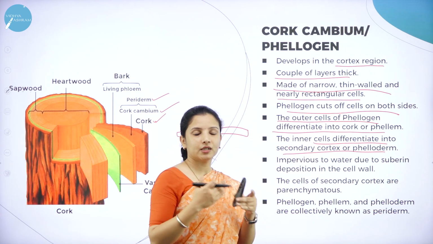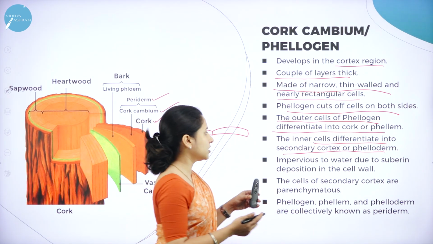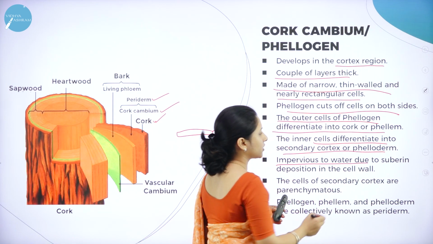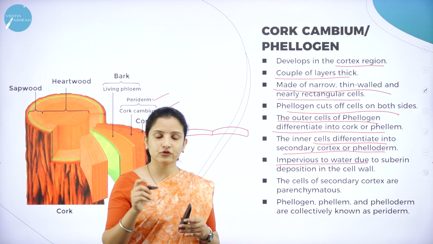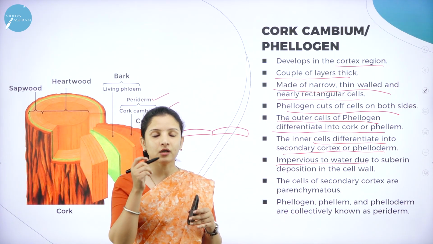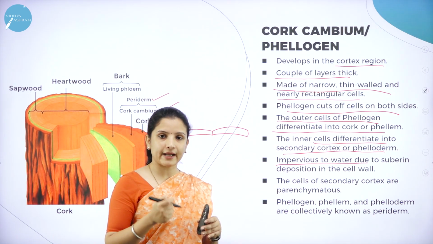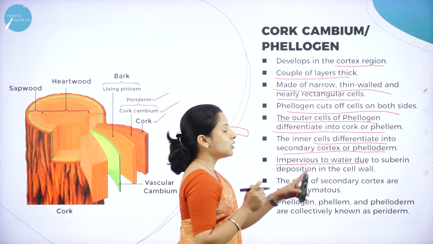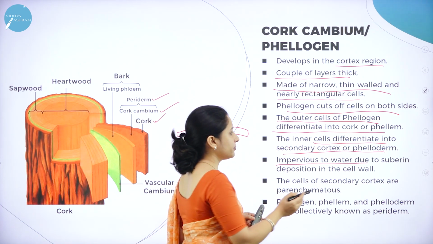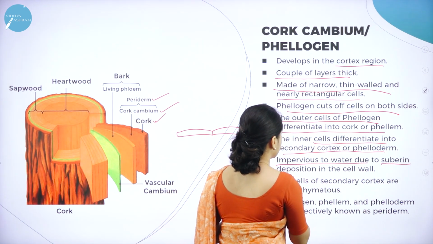Now this cork is impervious to water, which means it is hydrophobic. It will not allow the entry of water into the plant cell or into the stem. So why doesn't it allow the entry of water? Because there is suberin deposition in the cell wall.